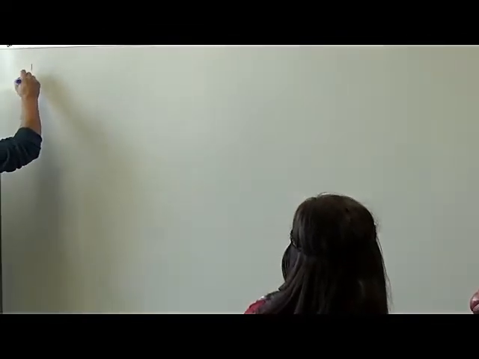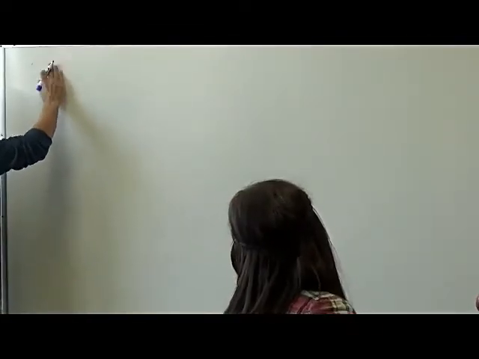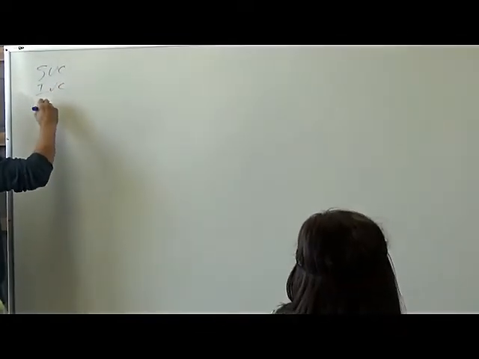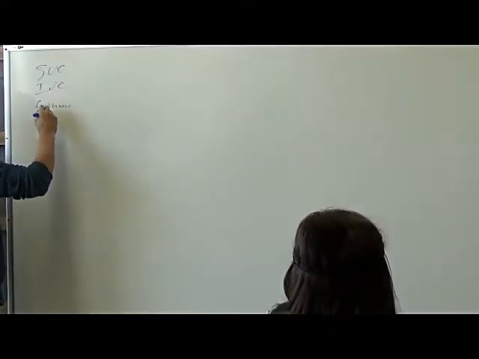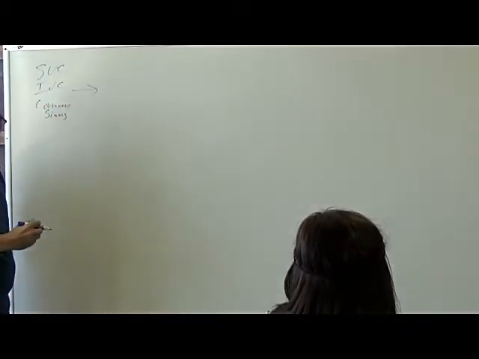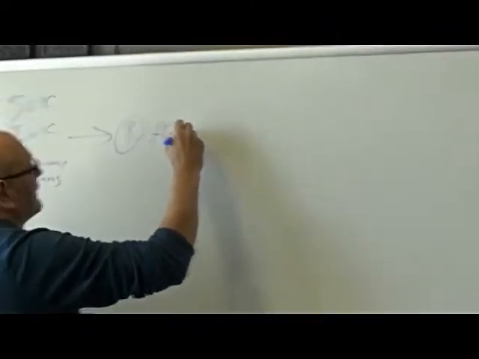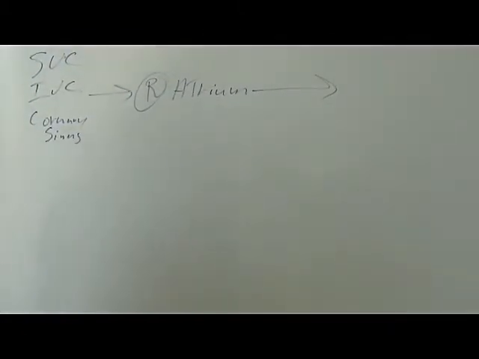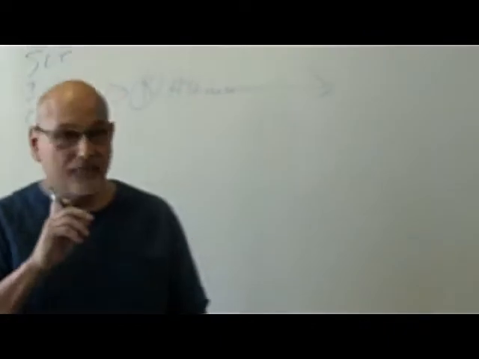All right. So we have the superior vena cava, inferior vena cava, and the coronary sinus. These are all going to drain into the right atrium. So we finally entered the right side of the heart. From there, we would go to the right ventricle.